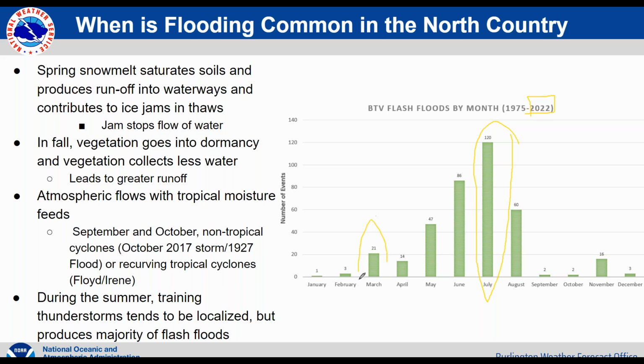But you'll see that there's some tails at the end of the season. So this will be ice jam season here. And then here you have precipitation occurring, but vegetation goes into dormancy in the fall, so they're not taking up that water. And sometimes you'll have tropical cyclones that roll in as well that help these kind of tails of the season, these little bumps here. But really the vast majority happening during the summertime from training thunderstorms.